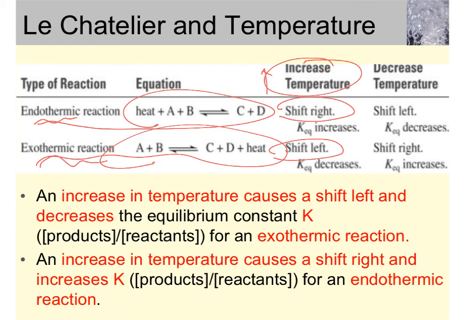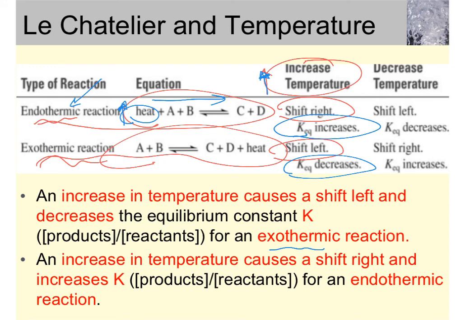Now, in addition to causing a shift, a change in temperature is the only factor that will actually change the value of K, the equilibrium constant itself. And whether the equilibrium constant will get larger or smaller depends on whether you have an exothermic or an endothermic reaction. So let's think about that. Let's think about an endothermic reaction. Heat is a reactant. We increase temperature, which causes a shift to the right because we've increased the reactant.